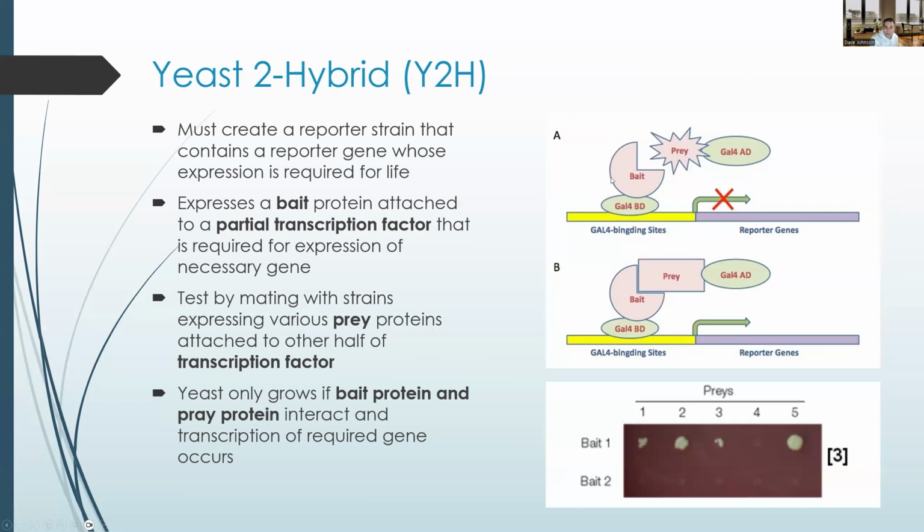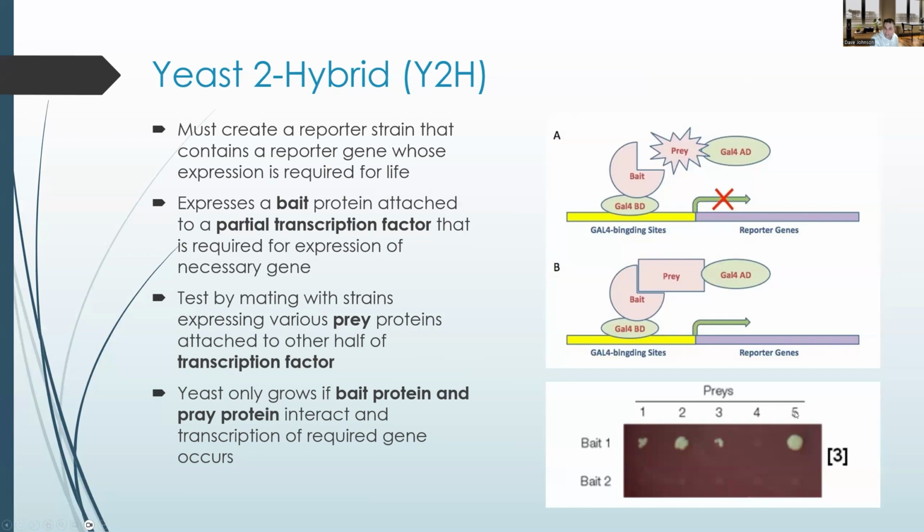If the prey and the bait don't interact, these two halves of the binding domain of the gal4 protein don't come together. Therefore, the gene can't get expressed. So basically what happens is this. If the bait and the prey, the things you think go together, do go together, you will get these gal4 binding domains coming together. This necessary gene will get expressed and the yeast will survive. And you can see bait 1 is interacting with preys 1, 2, and 3, not 4 and 5.